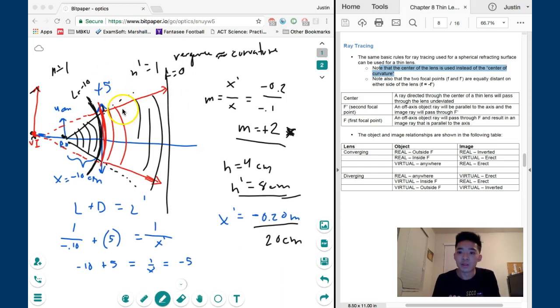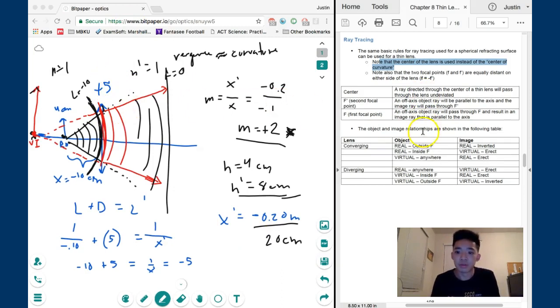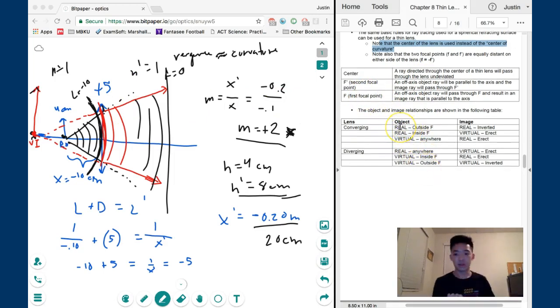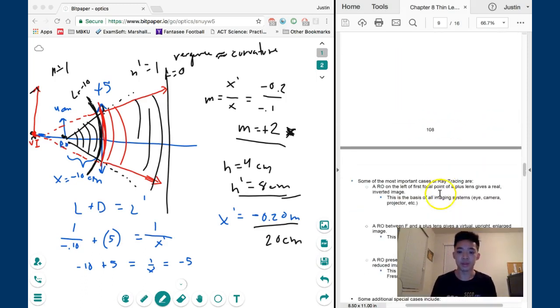And then you have a focal point and a second focal point, and this object and image relationship should very much look like the other one in the previous section, where you have a real object and a real inverted image. All that stuff, it's just that the table in the other one talks about minified and magnified. But the idea is the same.